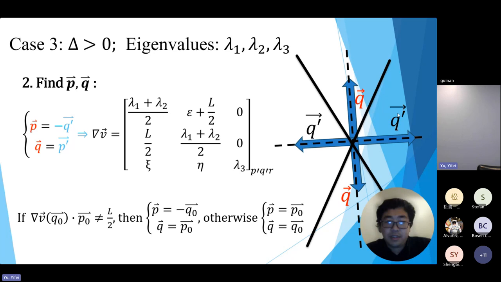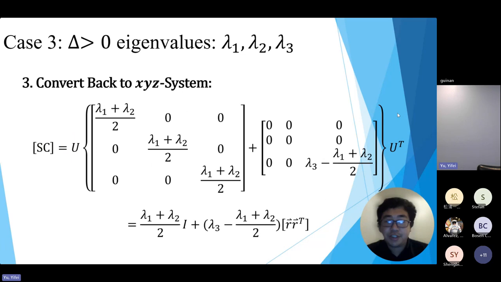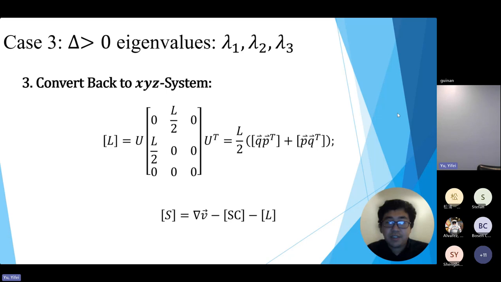Now we can start to bring each term back into the original XYZ system. For the stretching or compression, we can use the same method again. It equals lambda 1 plus lambda 2 over 2 times the identity matrix I, plus lambda 3 minus lambda 1 plus lambda 2 over 2 times R R transpose. The resistance L can be calculated as L over 2 times QP transpose plus PQ transpose. And the shear can be obtained by subtracting the stretching or compression and the resistance from nabla V.